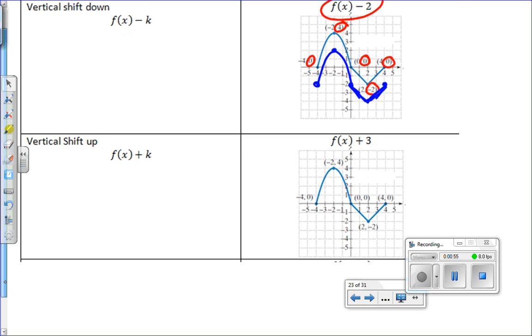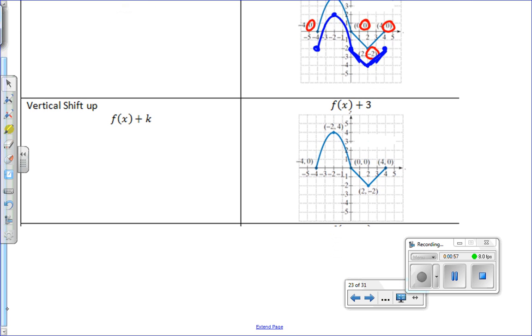What happens if we add a number to the outside? We see that's a vertical shift up, so I'm adding 3 to the y coordinate of every single ordered pair. What I have now is a vertical shift up 3 units, and that is my new function.